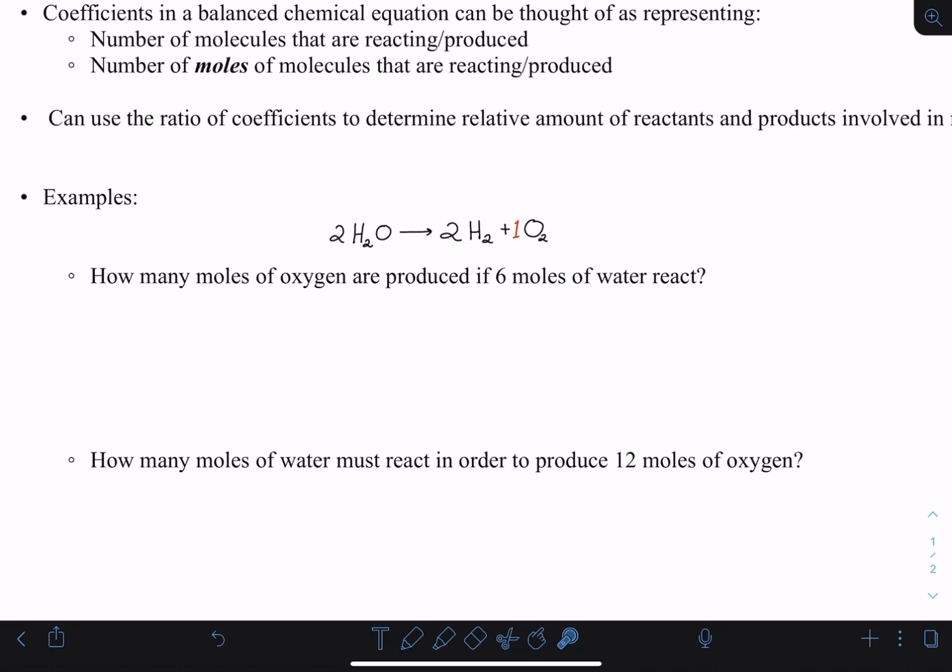So just like you would scale up or scale down a recipe, maybe you're having a party and you need a lot of cookies, so you're going to double your recipe, you can do the same thing here. So if we take a look at this, our recipe uses 2 moles of water, but we want to use 6 moles of water.